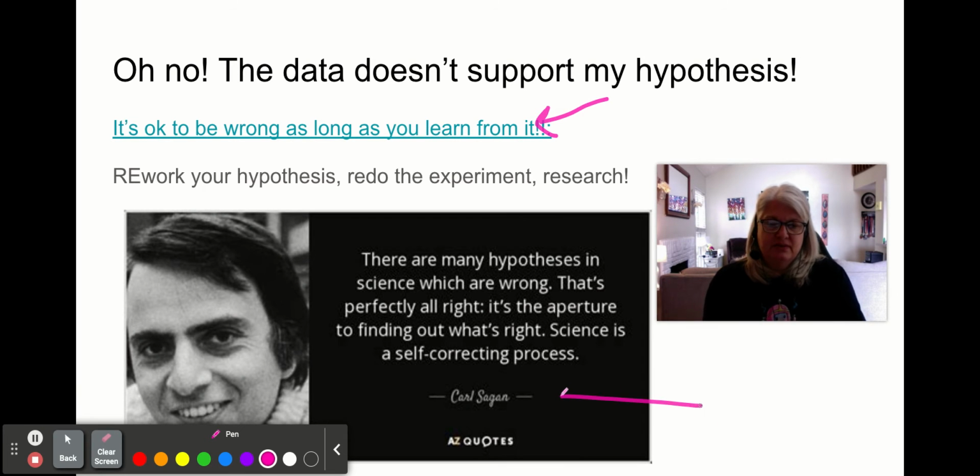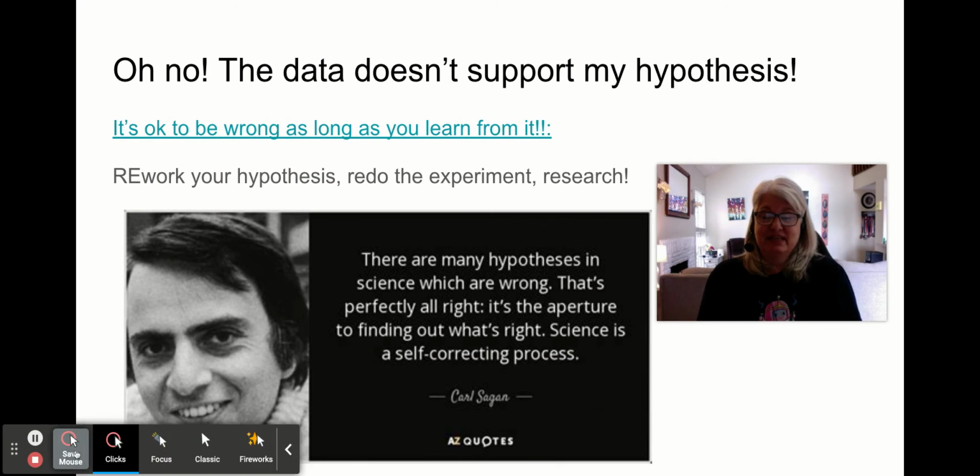Carl Sagan is another one of my favorite scientists, and he said there are many hypotheses in science which are wrong, and that's perfectly all right. It's the aperture to finding out what's right. You have to be wrong in order to get to the right. As a matter of fact, being wrong still moves our knowledge forward. So don't feel like being wrong is in any way a bad thing, because it is not.